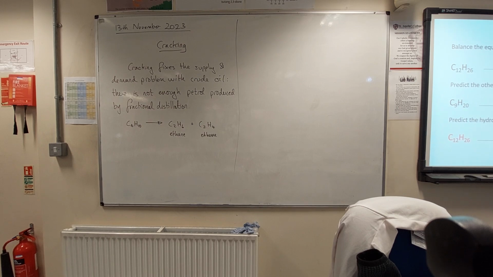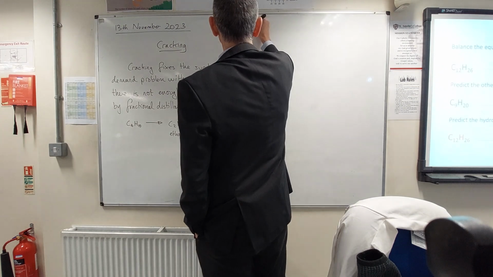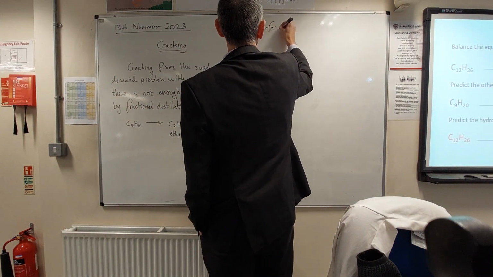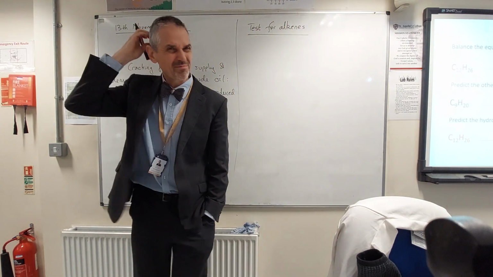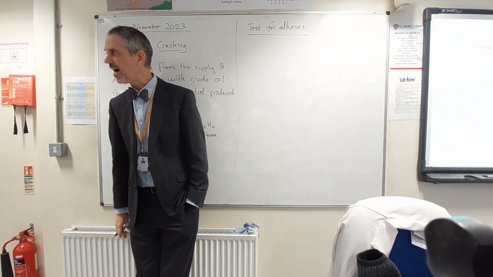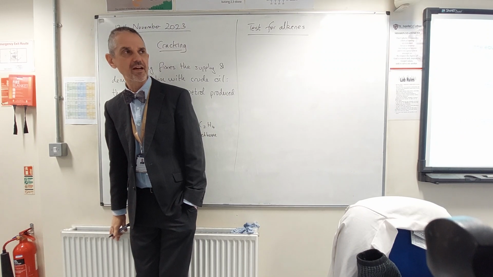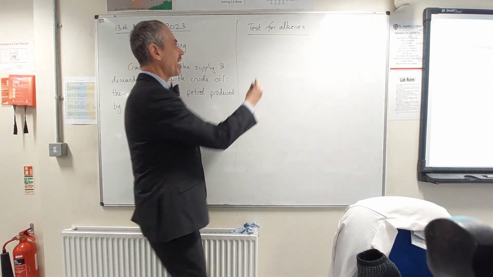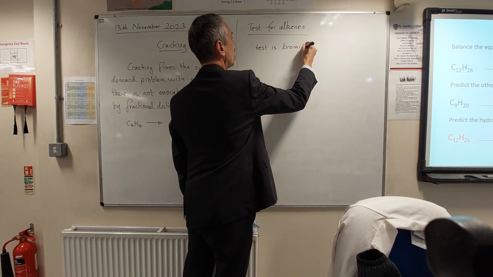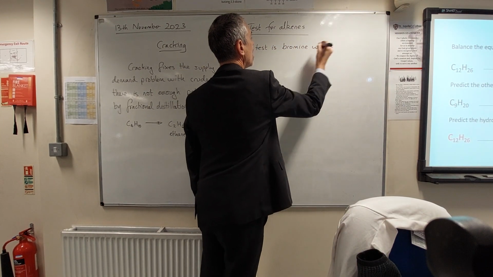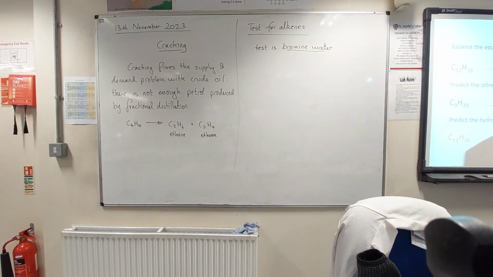One more thing to do, and then we're kind of done. And that's the test for alkenes. Normally I'd get this out and show you, but we don't really have time today. The test for alkenes is called bromine water.